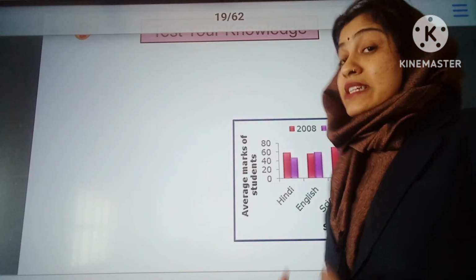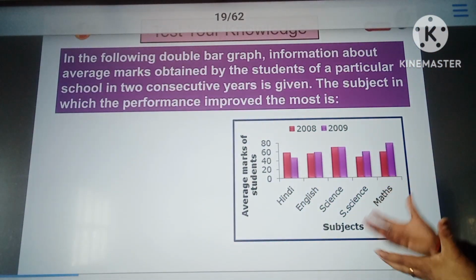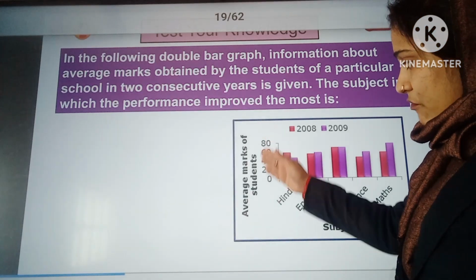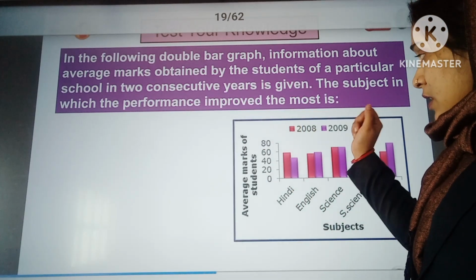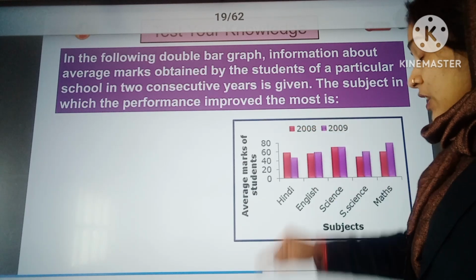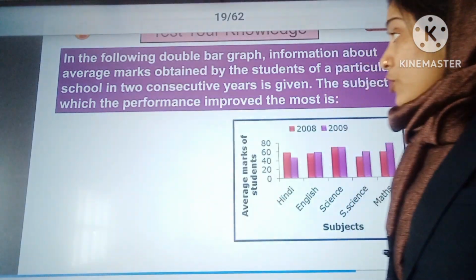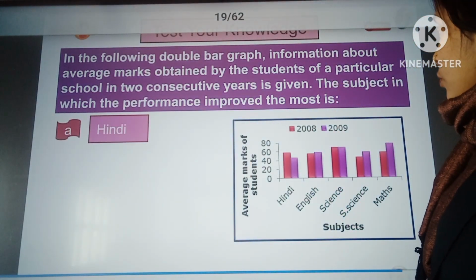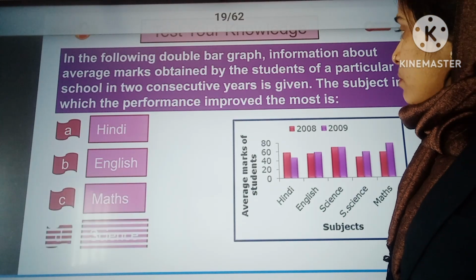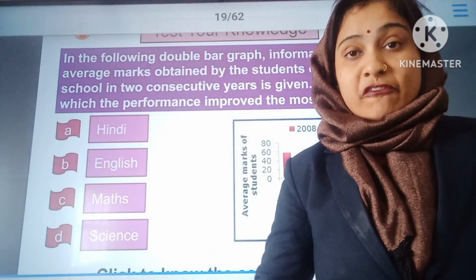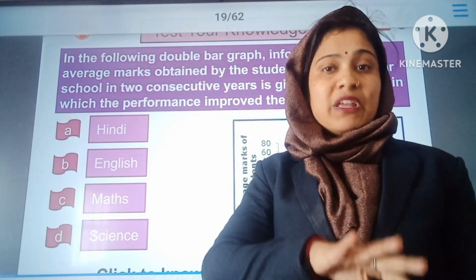Now here again a double bar graph is given, and in order to test the knowledge they will ask some questions related to the graph. Here the average marks of the students in each subject are given, and the red color shows the marks for the year 2008 and the purple color shows them for the year 2009. What we have to find is the subject in which the performance improves the most. For the improvement, we compare it with the previous year.